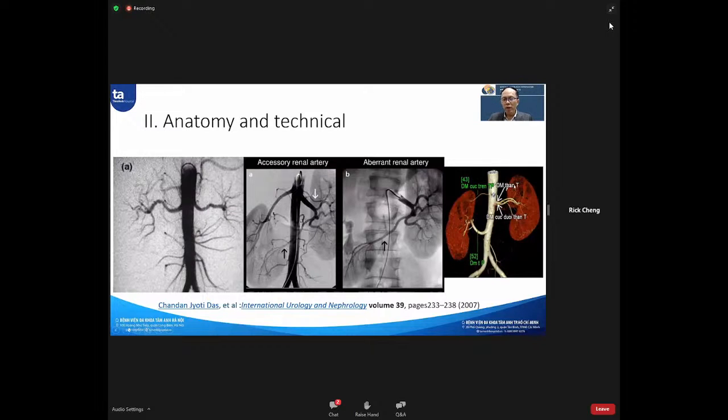For example, if you have MSCT, you can make the VRT. You see the whole branching of the renal arteries. Here you have an accessory renal artery, and on the right side you see an accessory renal artery also, and many branches with division too early.